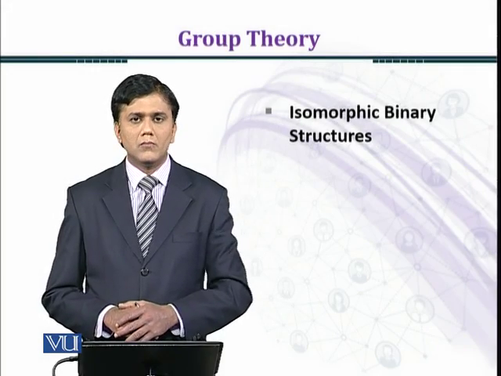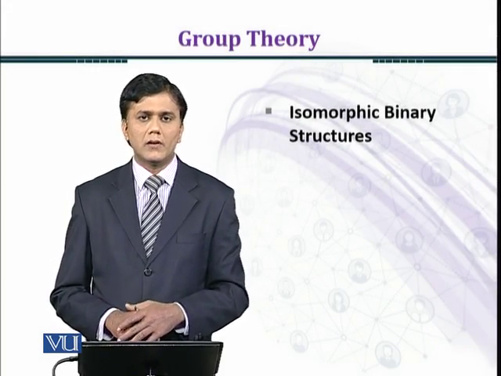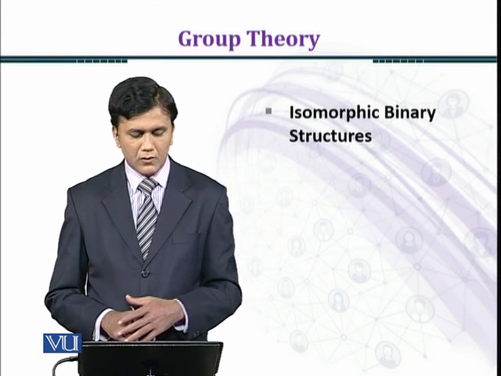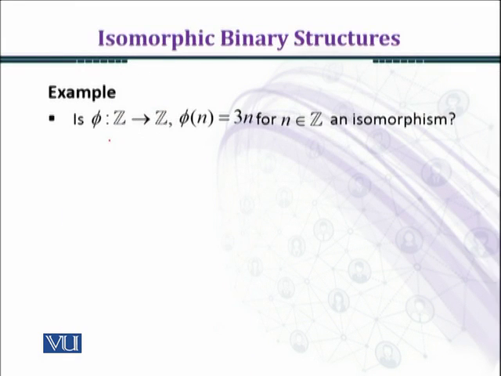In this module, we shall discuss some more examples regarding isomorphic binary structures. Is phi from Z to Z given by phi of n equal to 3n for some integer n an isomorphism? Here two things are different.